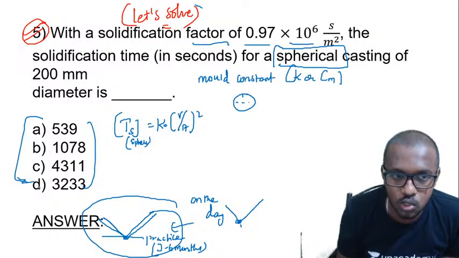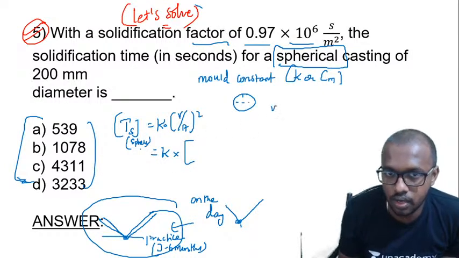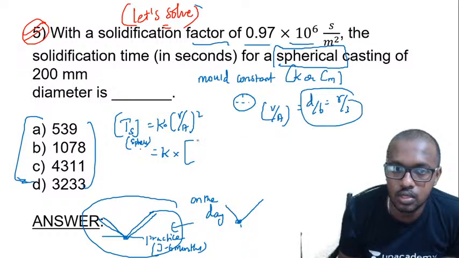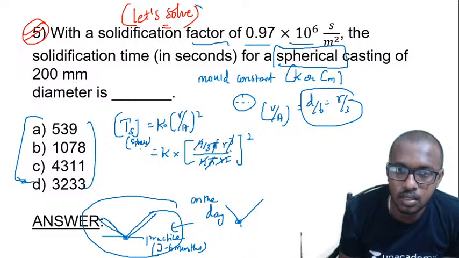So now the first attempt should be, you write the sphere here. Immediately you write down the formula as K into (V by A) square. What is the volume of the sphere? There's a shortcut for it. V by A can be written as D by 6, or R by 3 as well. It is (4 by 3 pi R cube) divided by (4 pi R square), this is the area. So R cancels, pi cancels, and you get K into (R by 3) the whole square.